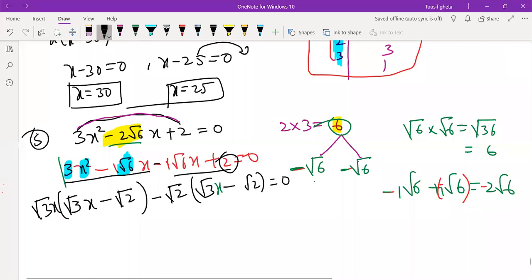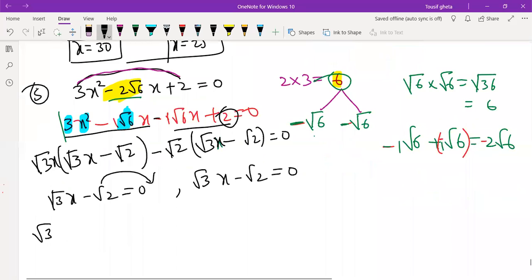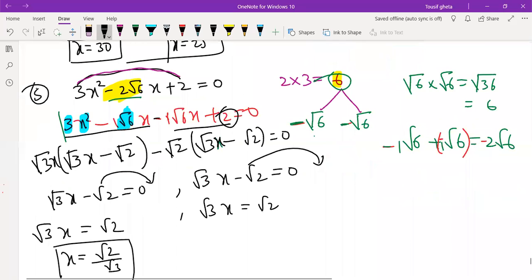Okay, so now the final answer. Root 3x minus root 2 equals to 0. Another answer is also same. Root 3x minus root 2 is equal to 0. Both roots are same. Root 2 will come here. Root 3x is equal to root 2. X is equal to root 2 by root 3. Another answer also same. Root 3x is equal to root 2. This will go to right hand side. X is equal to root 2 by root 3. Another answer also got. Finish. That's it.